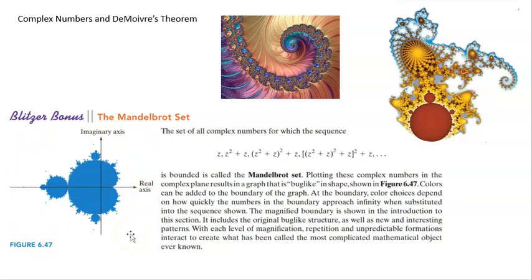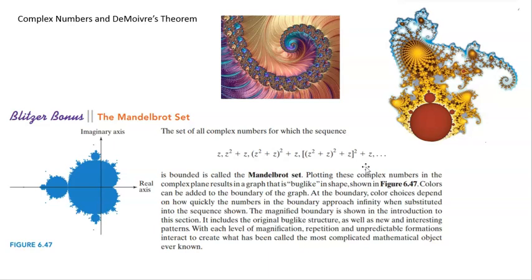I'm just going to read to you what this says because it's interesting. It says the set of all complex numbers for which the sequence, now a sequence is a list of numbers, okay? So the first one is just a complex number z, and then notice you square it and add z to it. And then you take that result and you square it and add z to it again. And then you take the result, square it and add z. If you keep doing that, it's called the Mandelbrot set.